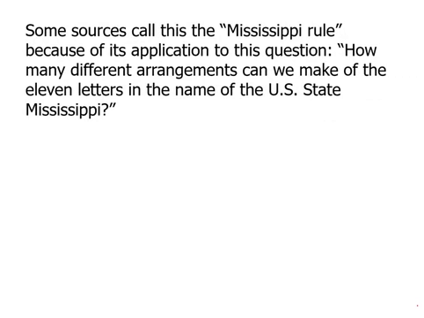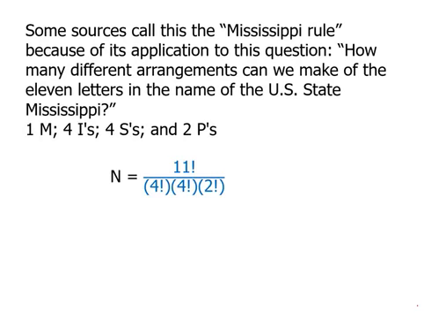Some sources call this the Mississippi rule because of its application to this question: how many different arrangements can we make of the 11 letters in the name of the U.S. state Mississippi? And of course, it's tricky because there are so many identical letters in the name of the state Mississippi. We have only one M, but we have 4 I's, we have 4 S's, and we have 2 P's. And so we'd have to take 11 factorial, divide it by 4 factorial for the 4 I's, divide it by 4 factorial again for the 4 S's, and divide it by 2 factorial for the 2 P's.